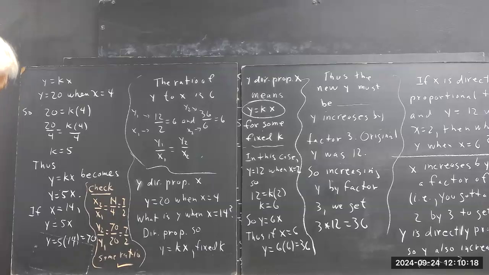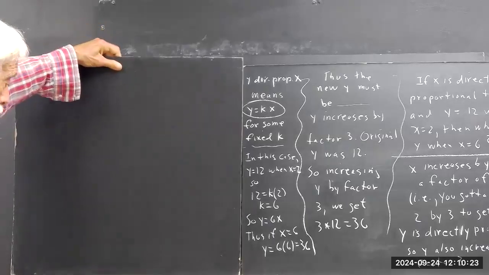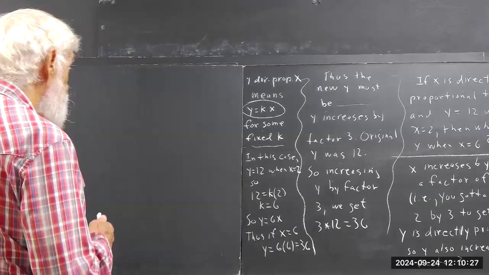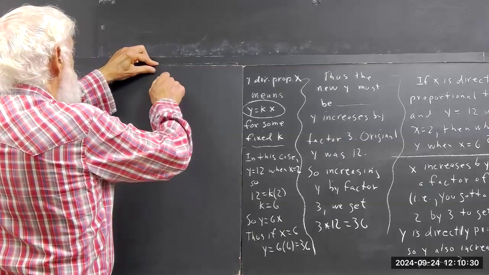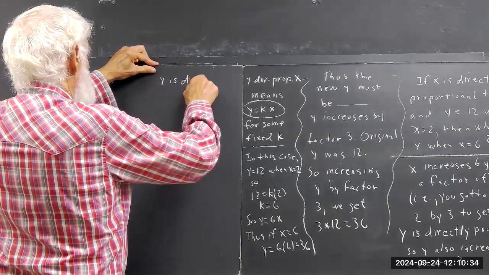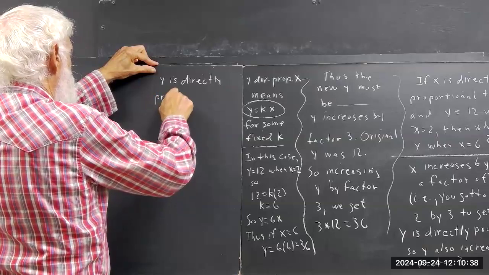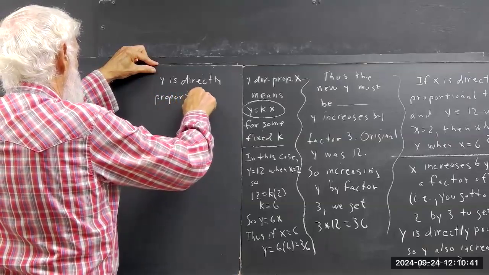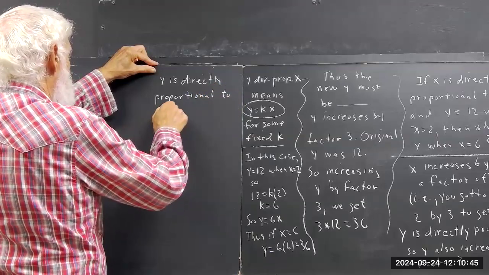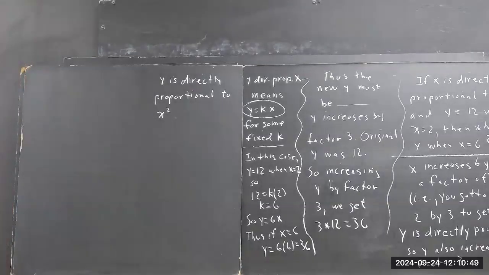Now, let's go to another example. It's a little more complex. y is directly proportional to x squared.